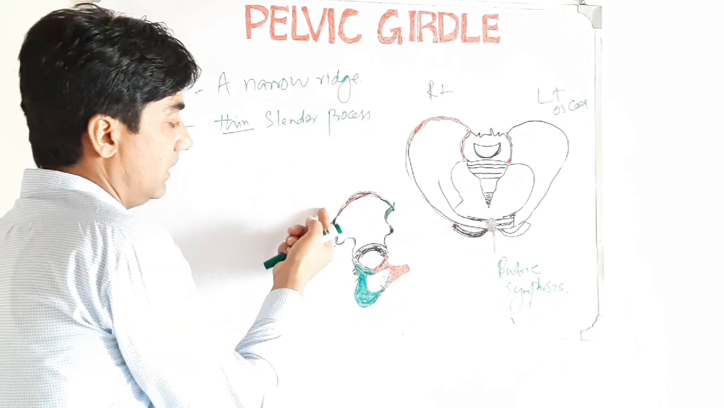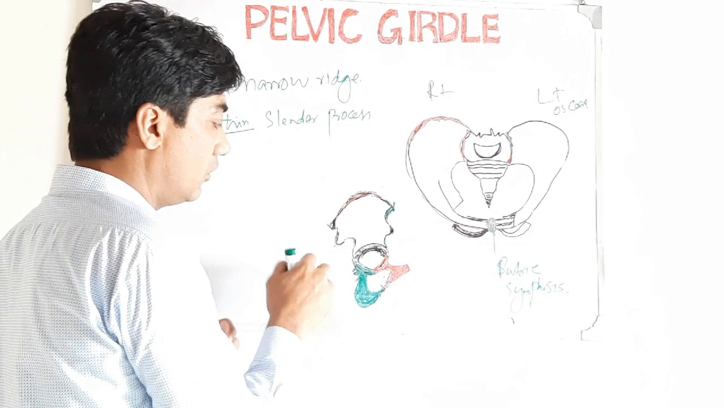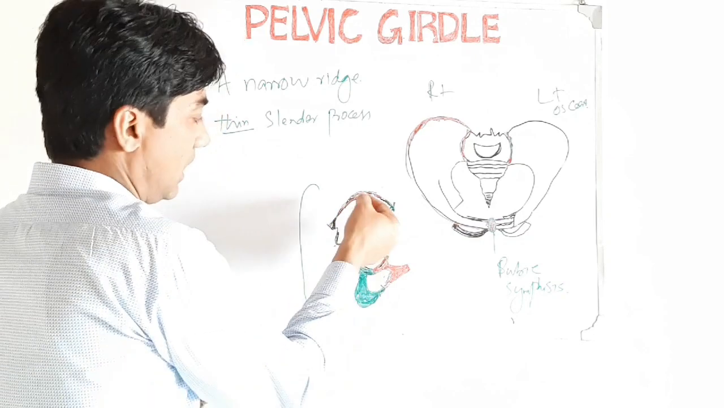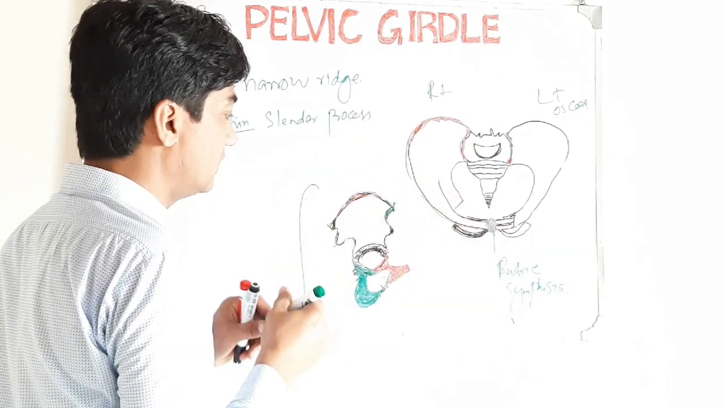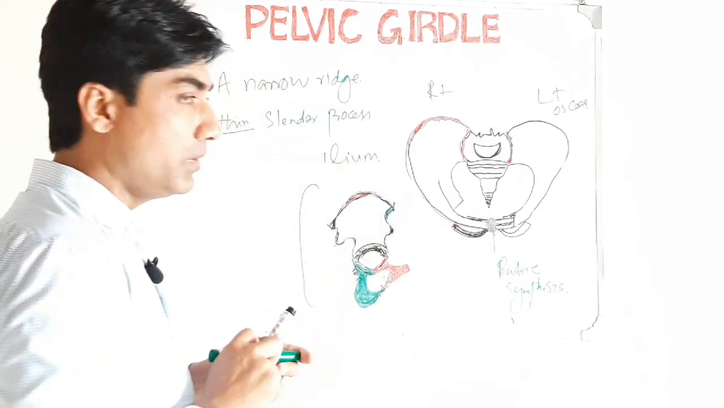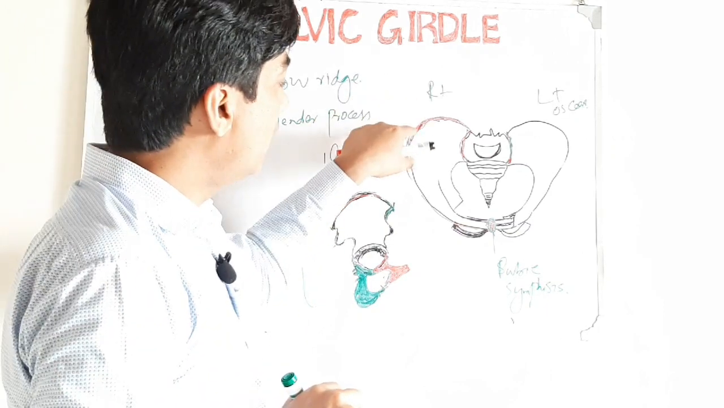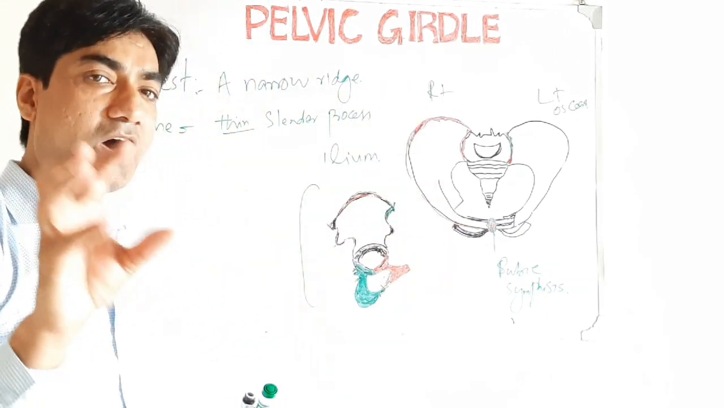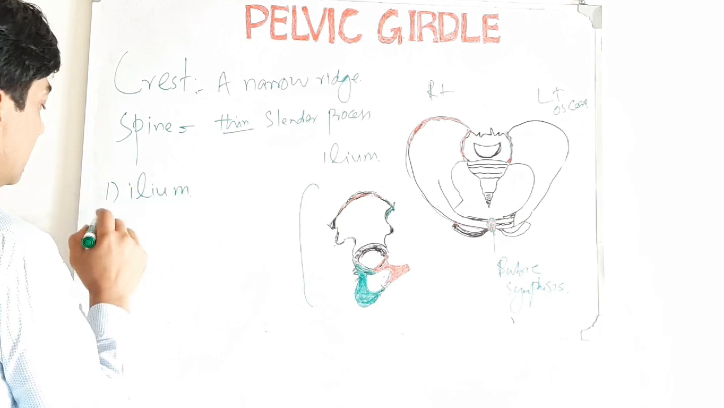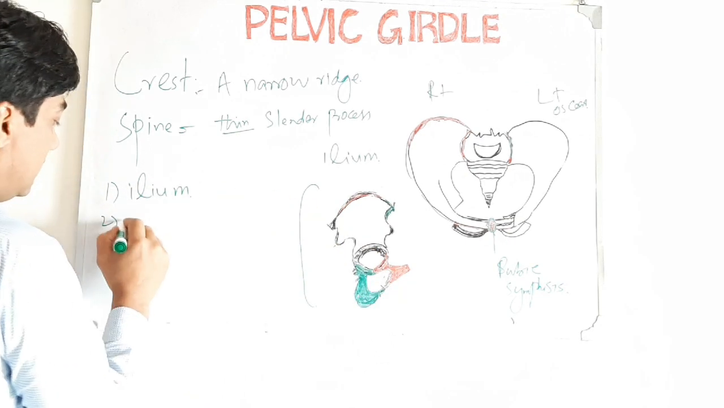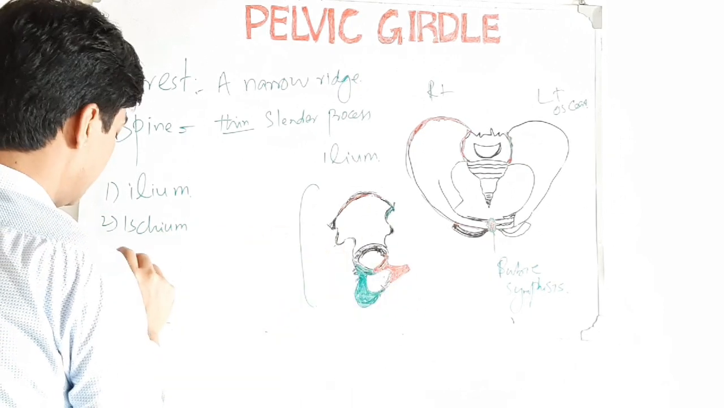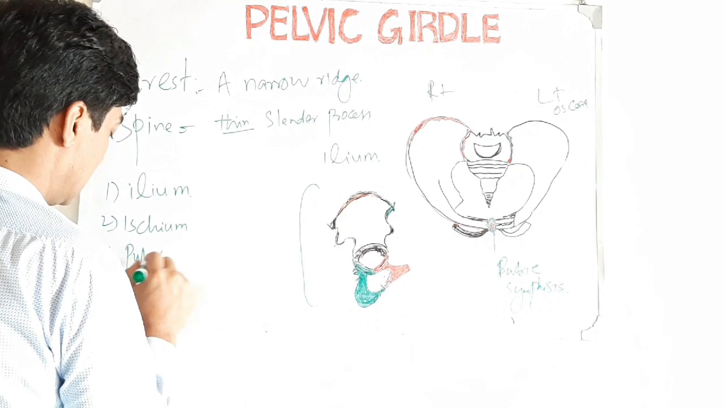This is one single innominate bone or os coxae. The first, superior and broader portion is called the ilium. Basically the innominate bone or os coxae is fused from three bones: one is ilium, second is ischium, third one is pubis bone.